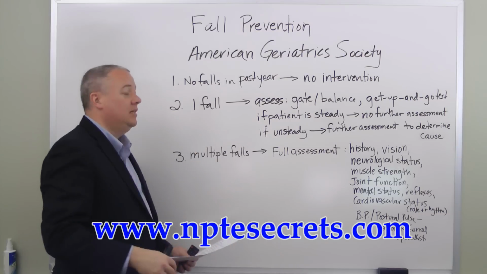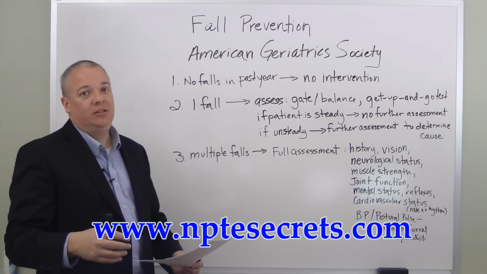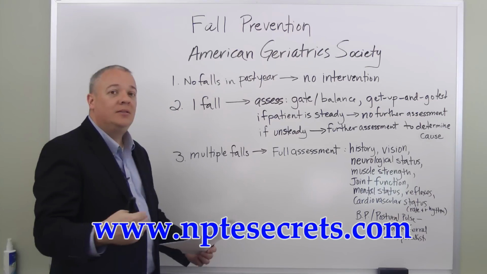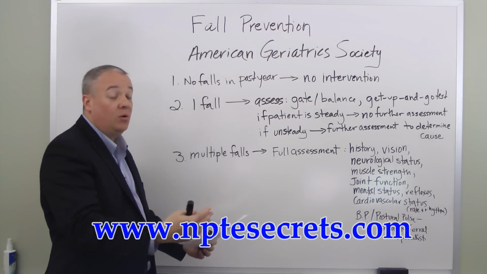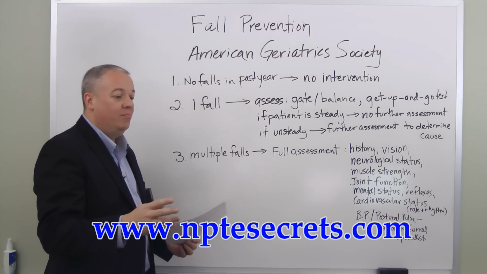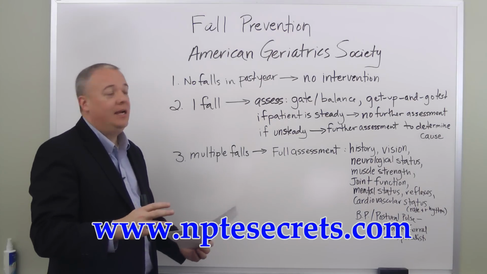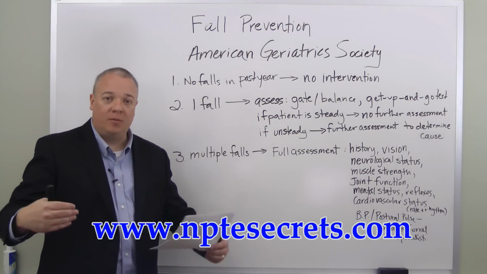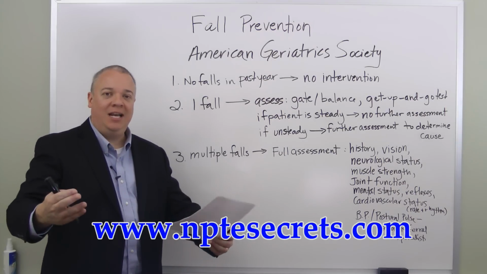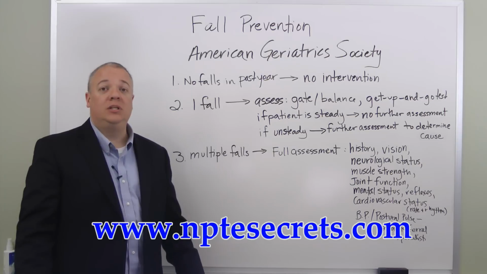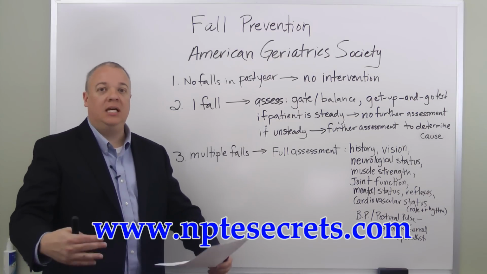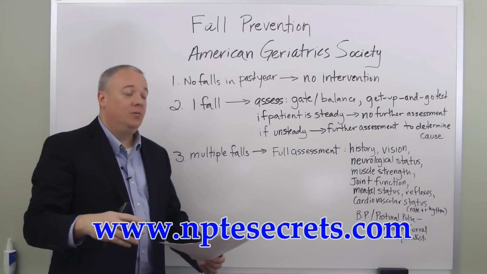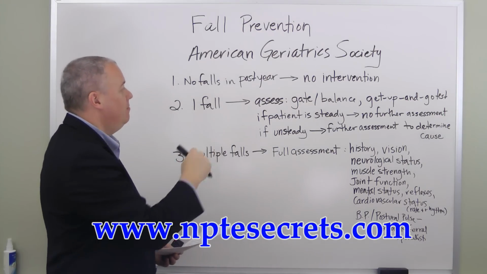Now let's say they come back and say, well, I've fallen once in the past year. So if there's been at least one fall, you want to go ahead and assess their gait and their balance. So you're going to ask them to walk for you and watch how their balance is and what their gait is like as they walk. You might use the get up and go test, which is basically getting them from a seated position to a standing position without using their arms in order to lever themselves up. So they stand up and they walk across the room and then they walk back. So you use the get up and go test to assess their gait and balance.